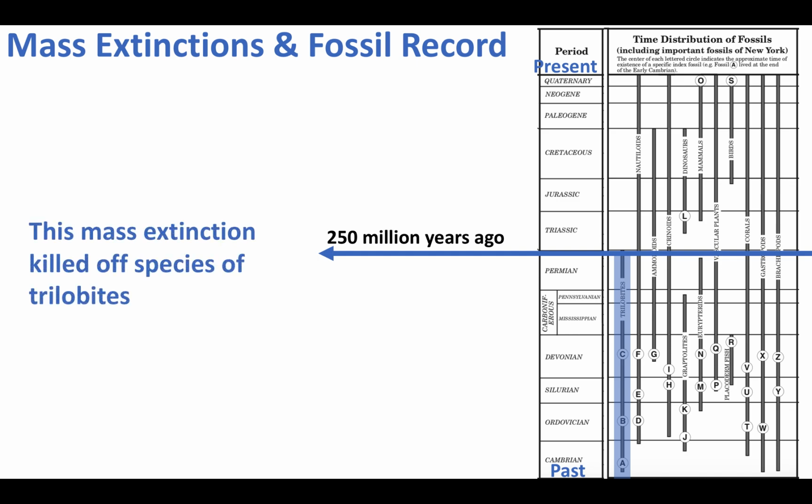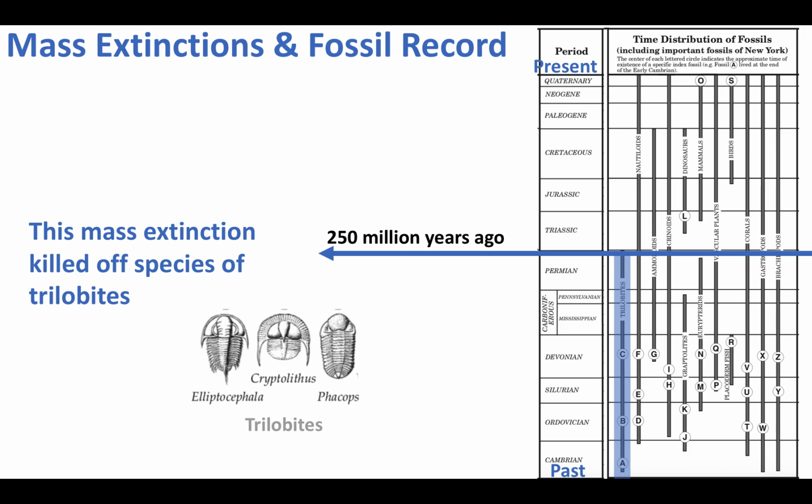And just in case you're not really sure what a trilobite is, here's the 3 examples of different type of trilobite species to show you what those organisms looked like. They lived for a really long time, but they could not survive that mass extinction 250 million years ago. And since then, they disappeared from the rock record, from any rocks that formed after that mass extinction.